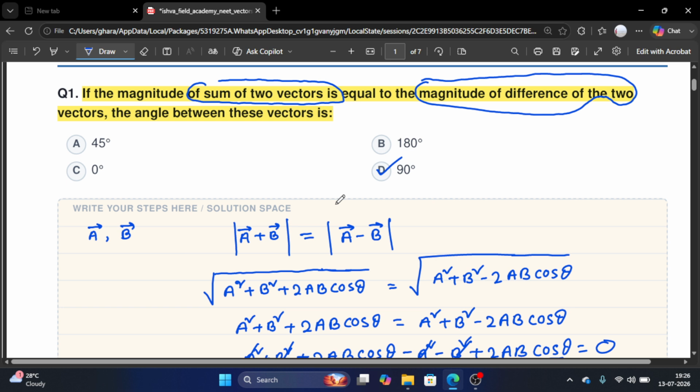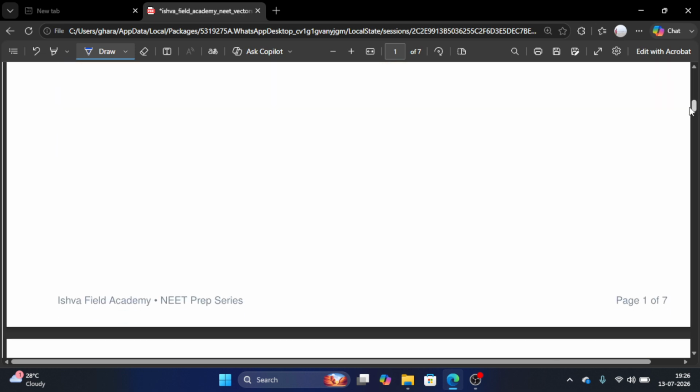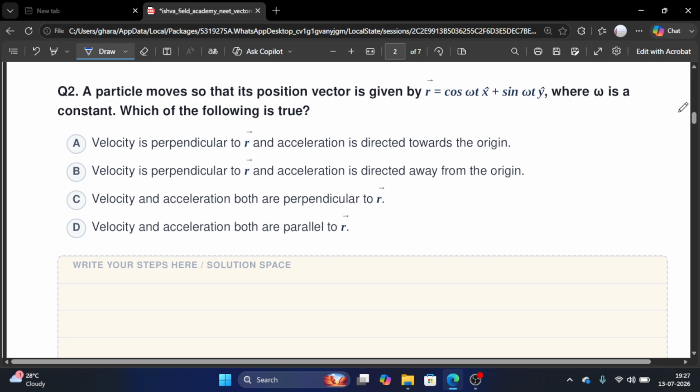This question came in NEET 2016. So this is the first question. Now we take up the second question.